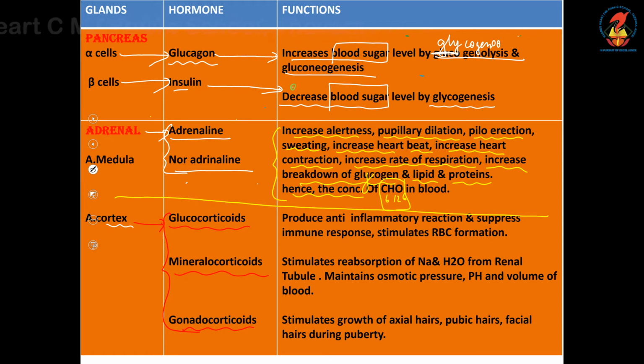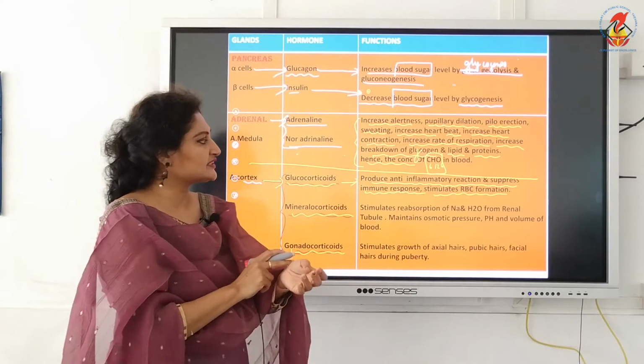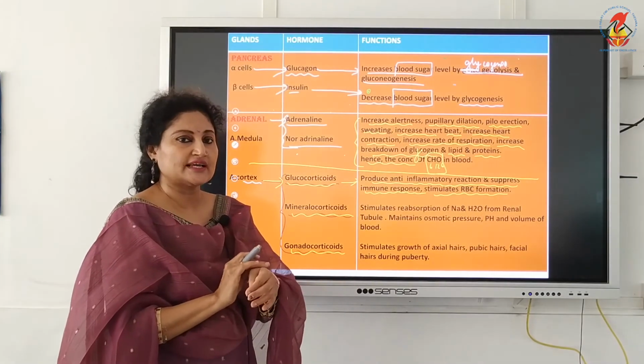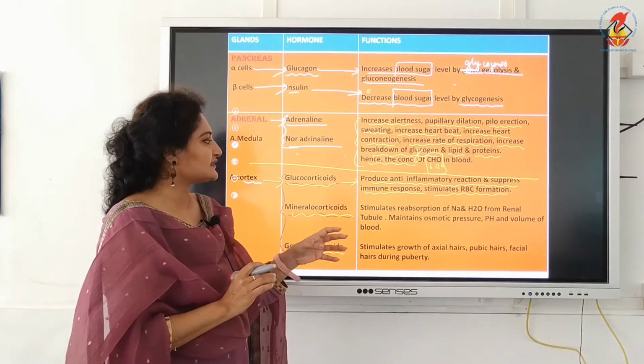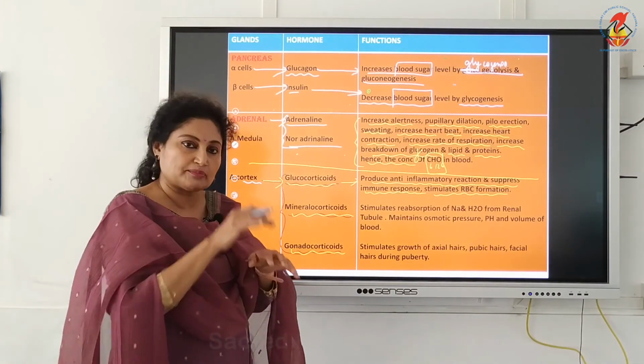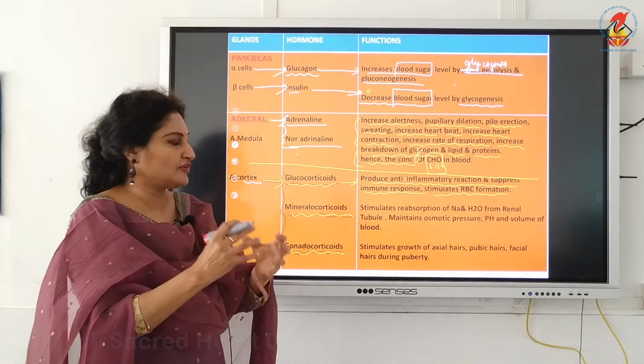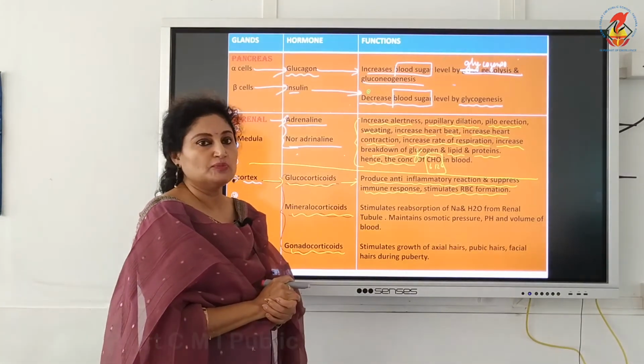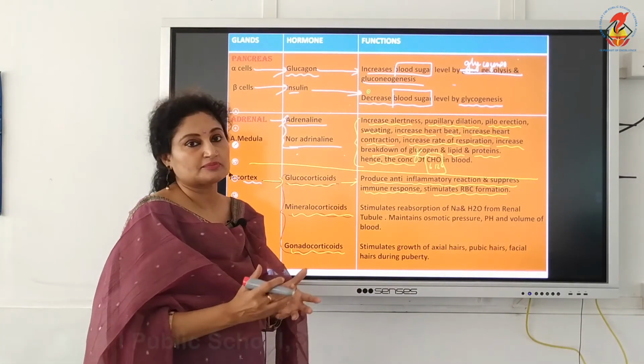adrenaline and noradrenaline. Then moving on to the adrenal cortex, the three corticoids are glucocorticoids, mineralocorticoids and gonadocorticoids. The glucocorticoids produce anti-inflammatory reactions and suppress the immune response. They also stimulate RBC formation. You know what is inflammation. When you have a cut, there is a slight inflammation. So this counteracts. They produce anti-inflammatory reactions that suppress this inflammation. Therefore they suppress the immune response and they stimulate RBC formation.